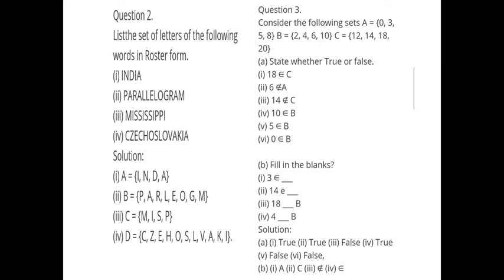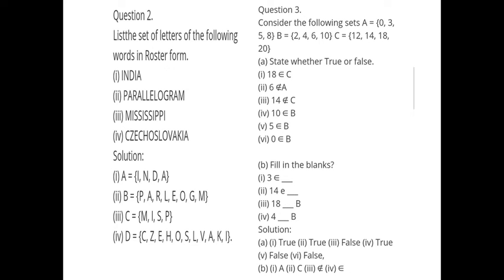And the fourth, Czechoslovakia. They have represented the set by the letter D. D equal to C, Z, E, C already we have written, so need not write. H, O, S, L, O already we have written. So V, A, K and I. So this is how we represent the set in the roster form.